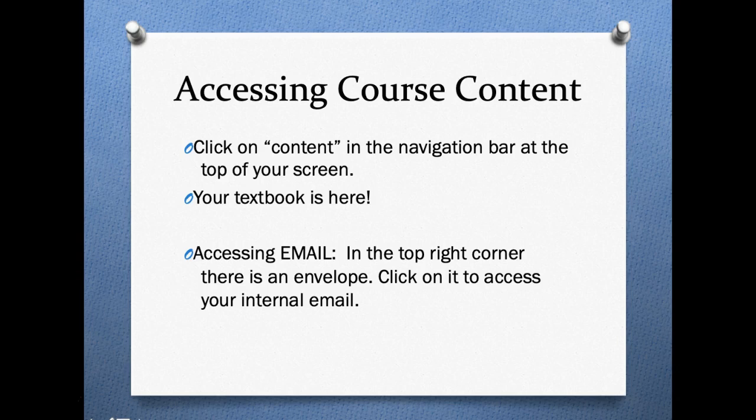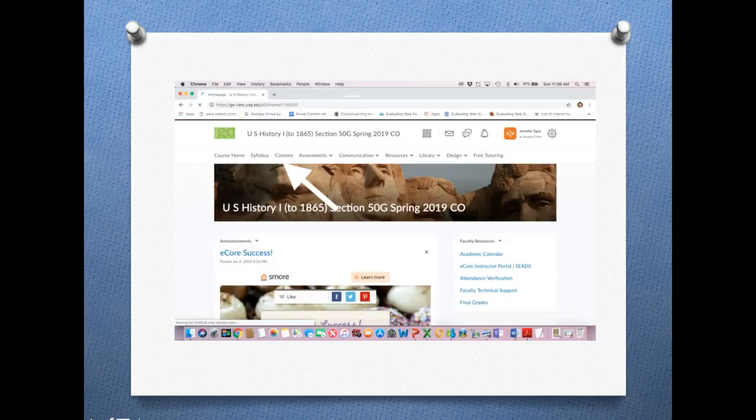Accessing your email: internal email is typically the easiest way to get in touch with me, and that way all the emails are together in one place, and I've got a screenshot to show you where that is too. But my external email at West Georgia is also on the syllabus, so you can access it either place.